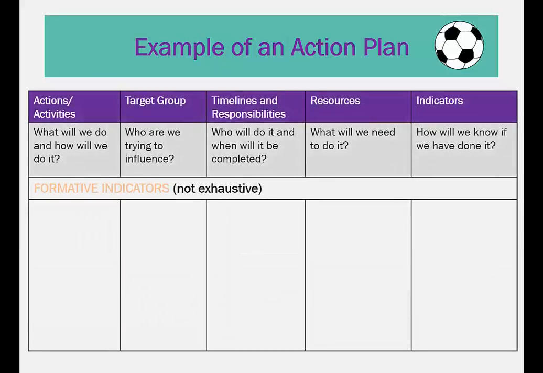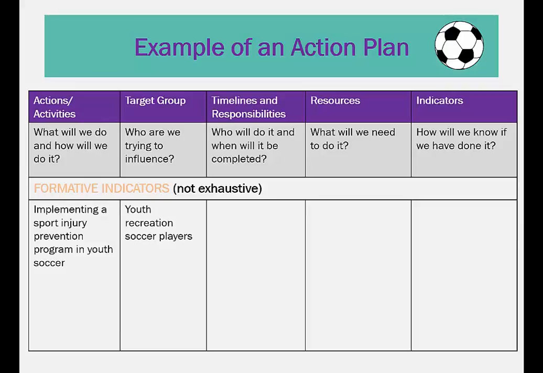Here is an example of an action plan. Let's walk through it together. We will start with the formative indicators. Actions/activities: we will be implementing a sport injury prevention program in youth soccer. Target group: youth recreation soccer players.